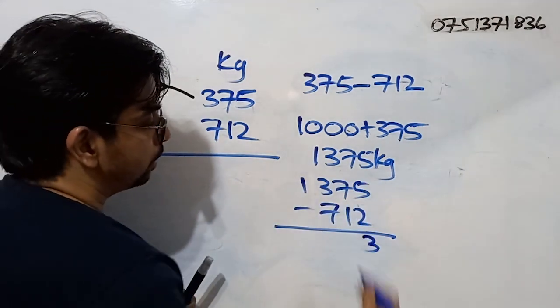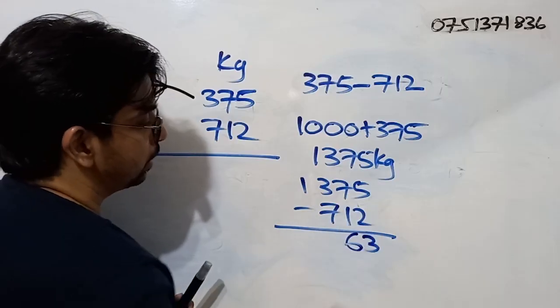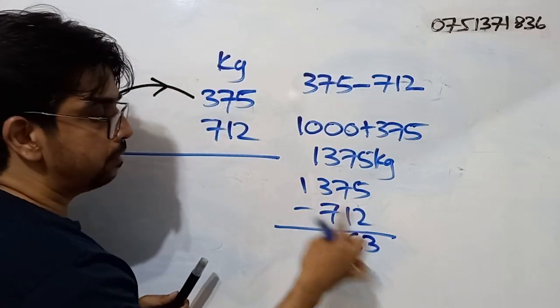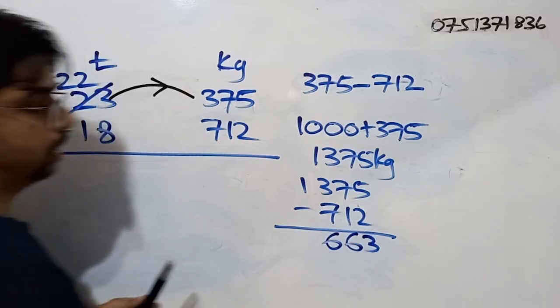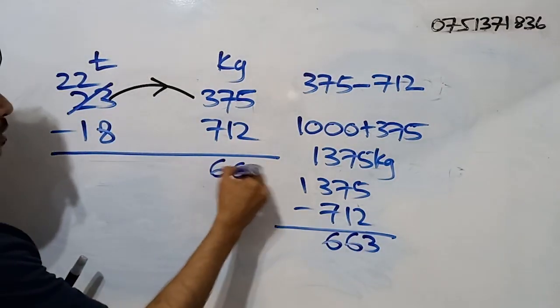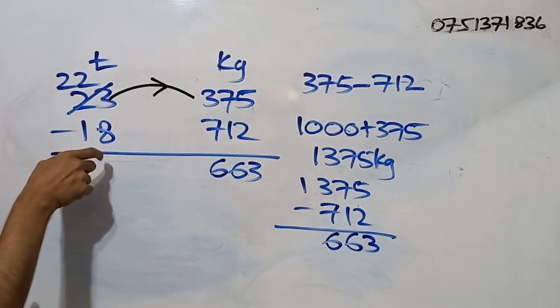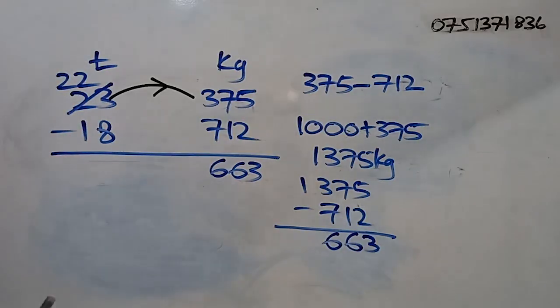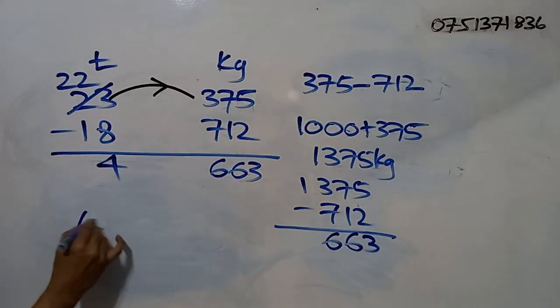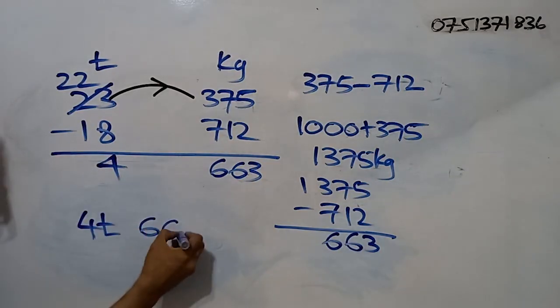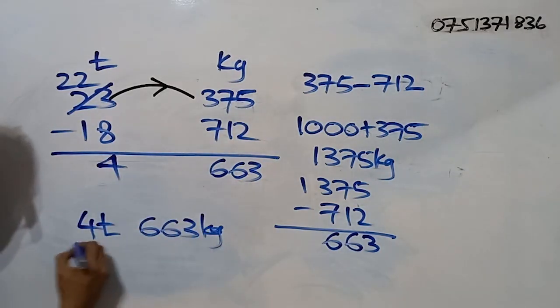Right. Now we can do this subtraction. 5 minus 2, that's a 3. 7 minus 1, that's a 6. 3 minus 7 we can't do. 13 minus 7, that's a 6. So here what do we have? 663. So then we move to the metric tons column. So 22 minus 18, what is that? 4. So finally what's the answer? 4 tons and 663 kilograms.